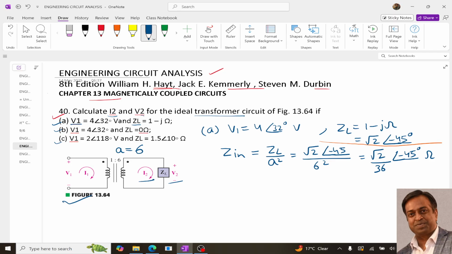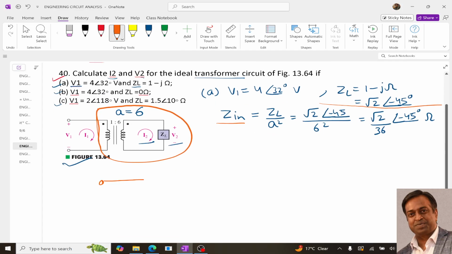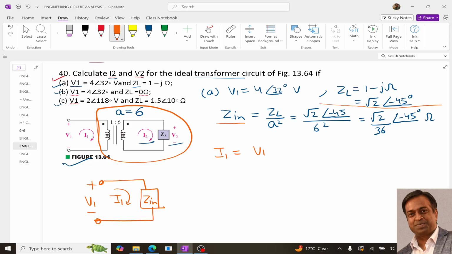Now once we get Zn, what is the purpose of Zn? Zn is the input impedance that we are able to see from this side. So the impedance of this part is given by Zn. Once we determine Zn, we can redraw this circuit like this: this is V1, this is I1 and this is our Zn. If I want to determine I1, then I1 will be calculated as V1 upon Zn. V1 is 4 angle 32 upon Zn, and Zn is root 2 upon 36 angle minus 45.